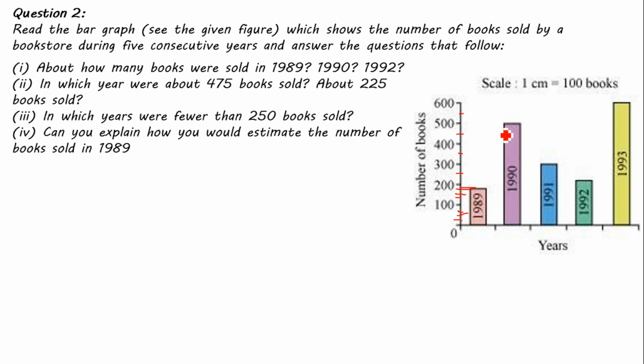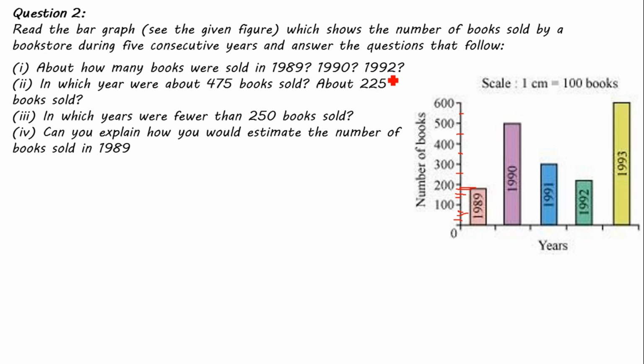Okay. Now if we talk about 1990, 1990 is also just slightly down from 500. So we can take this as 475. Why? It is greater than 450 and lesser than 500, so it will lie between 450 and 500. So the answer of this is 475.